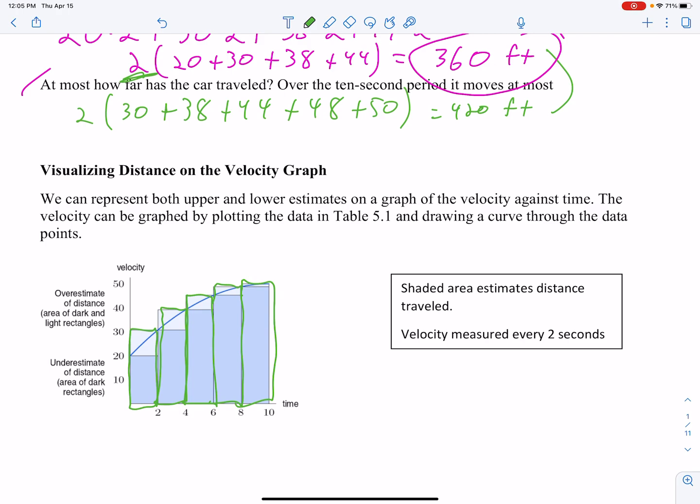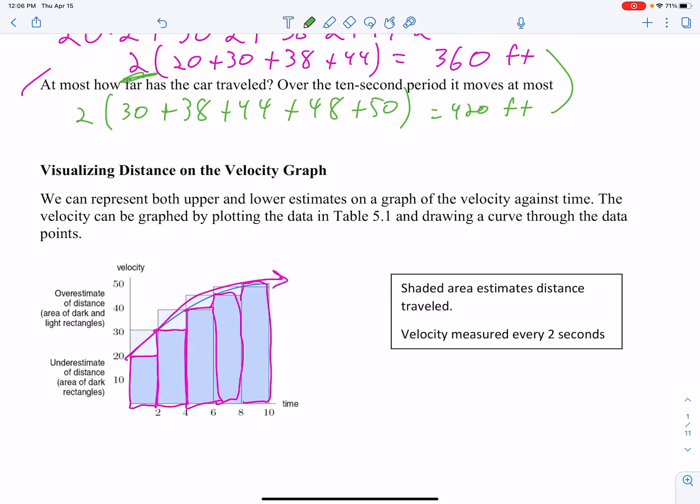Okay, again, adding up the area of all these green rectangles I just drew should give us the 420 feet. Okay, so this is important right here. Shaded area estimates distance traveled, and the velocity is measured every 2 seconds. You can see that right there, those time intervals. All right, so again, those green ones there are an overestimate because we have an increasing function.